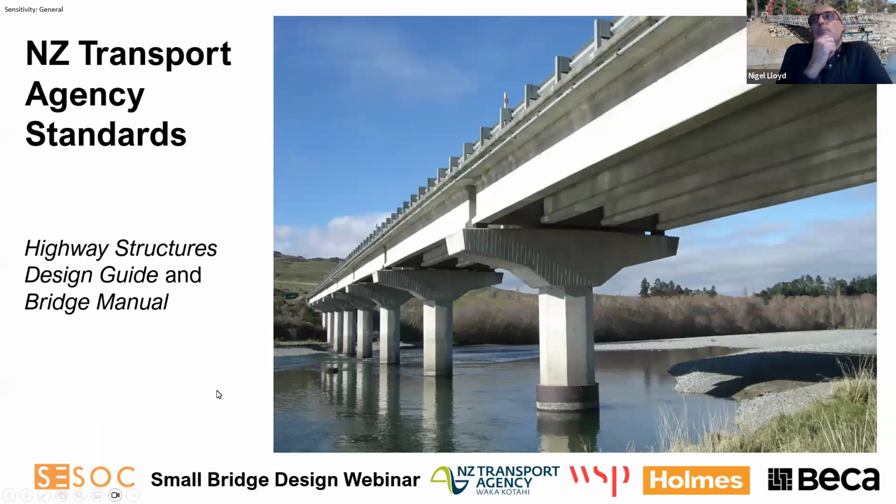So the Transport Agency has a suite of various documents that are growing. We are adopting standards from elsewhere. We're working with Austroads to get more detailed specifications for structures. But the principal documents that I want to talk about today are the Highway Structures Design Guide and the Bridge Manual. As I said, they're intended for state highway use principally, and also for our local authority partners, but definitely good guidance for yourselves in designing small bridges.